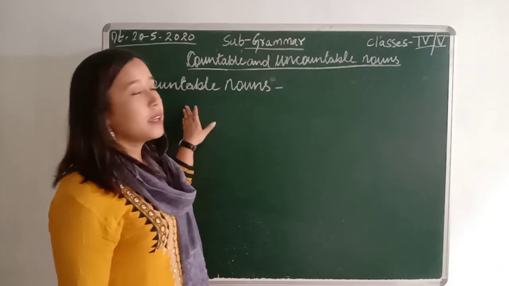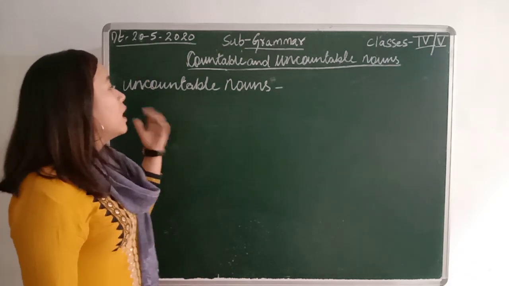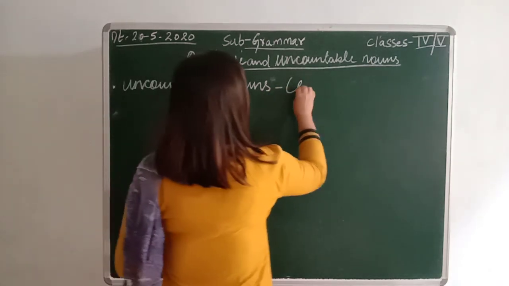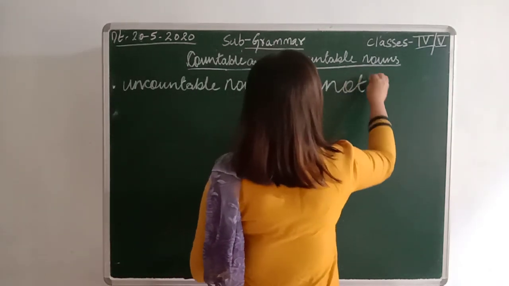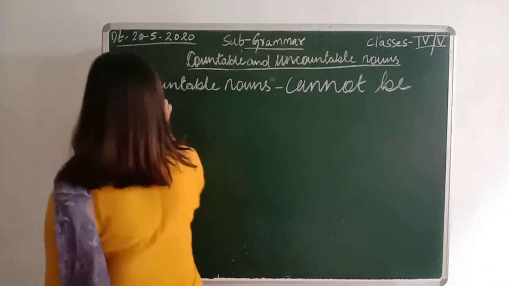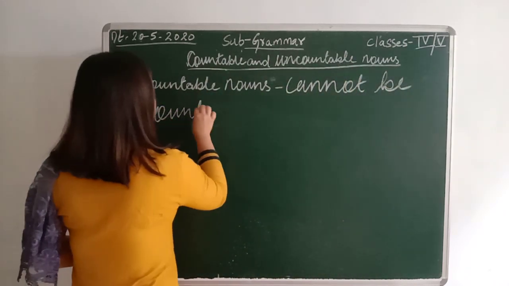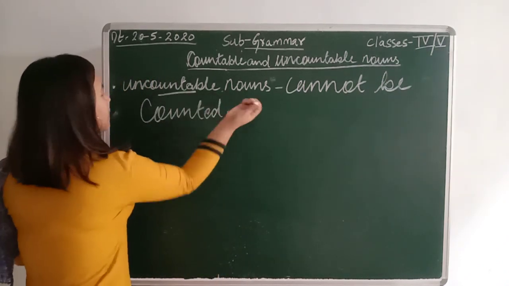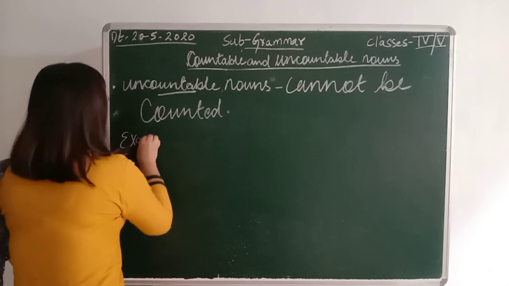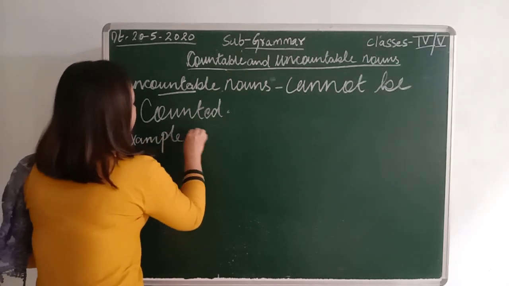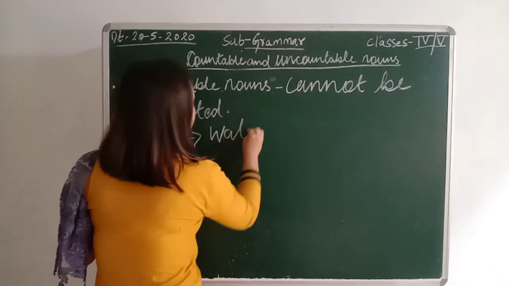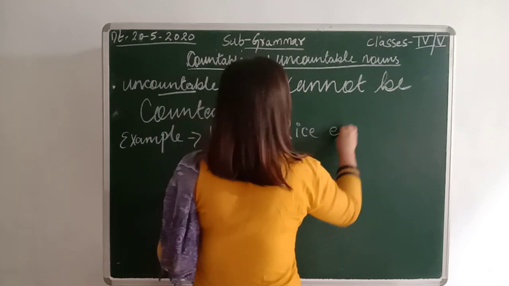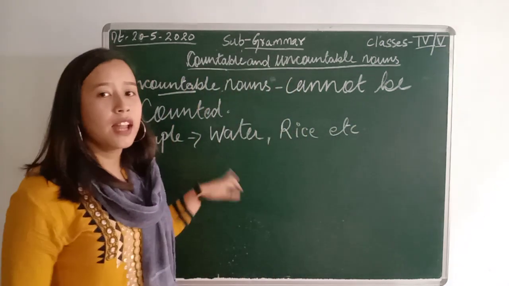So next topic is uncountable nouns. Nouns that cannot be counted are uncountable nouns. So nouns that cannot be counted are uncountable nouns. For example, water, rice and etc. So water, can we count water?